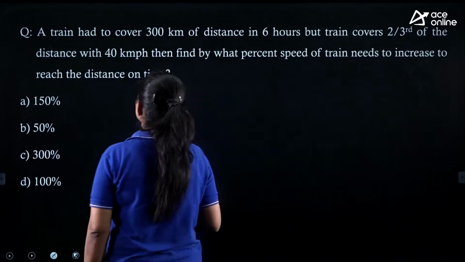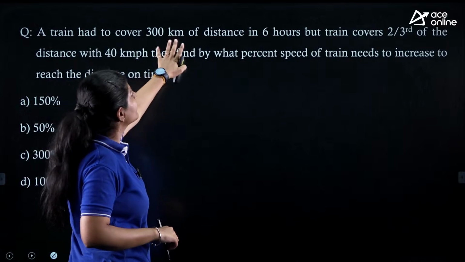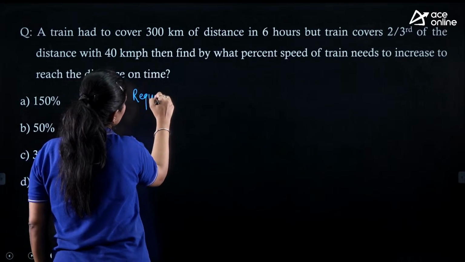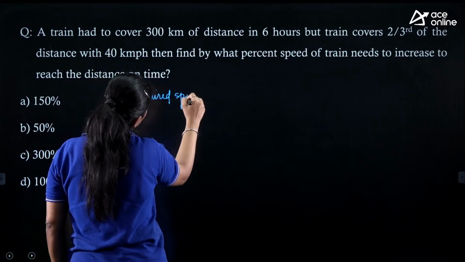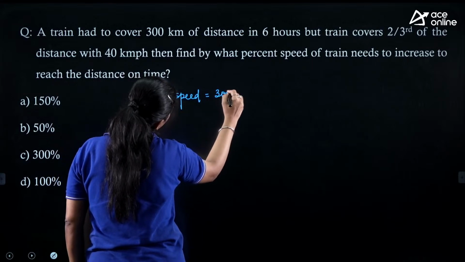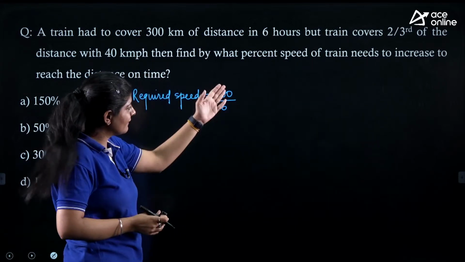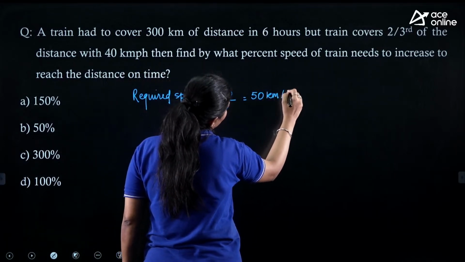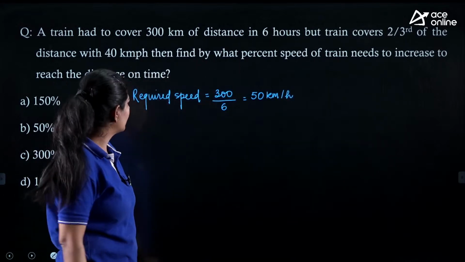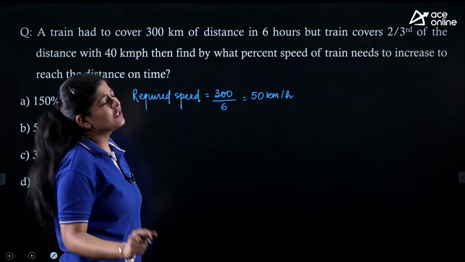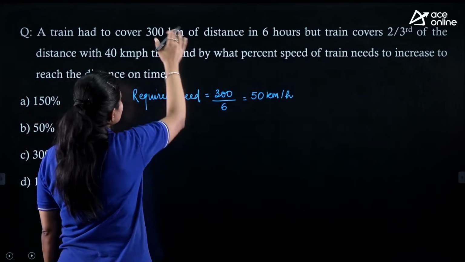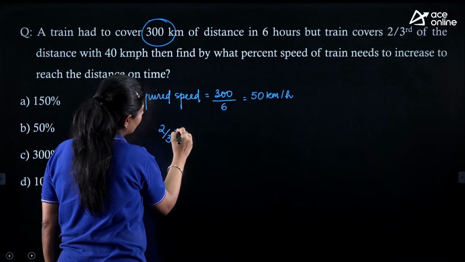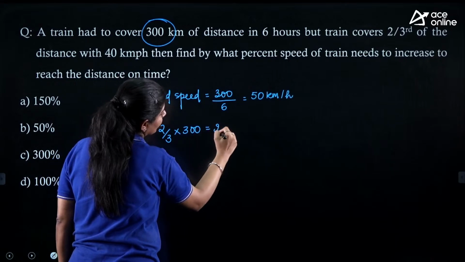So look, the question is saying that the train had to cover 300 km distance in 6 hours. That means the required speed is 300 divided by 6, distance divided by time. We got our speed as 50 kilometers per hour, right. Now, the train covers 2/3 of the distance. The total distance we have is 300 kilometers, so 2/3 of it means 200 kilometers.